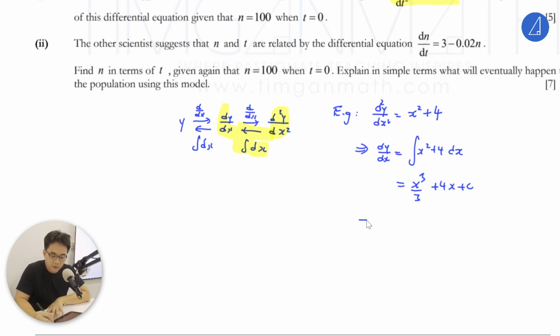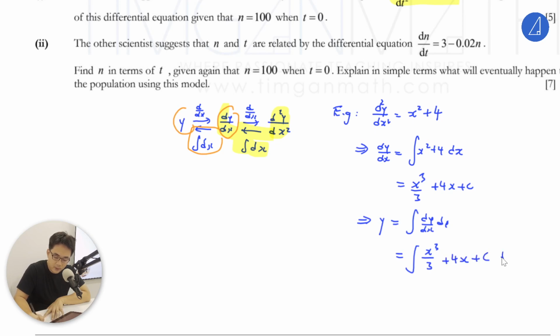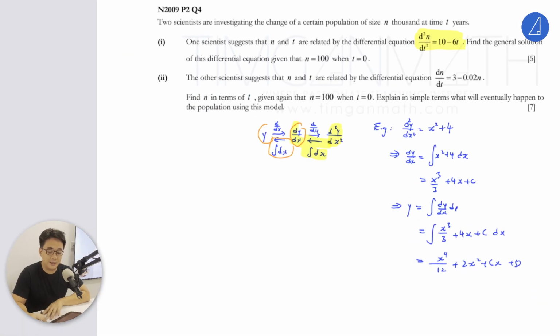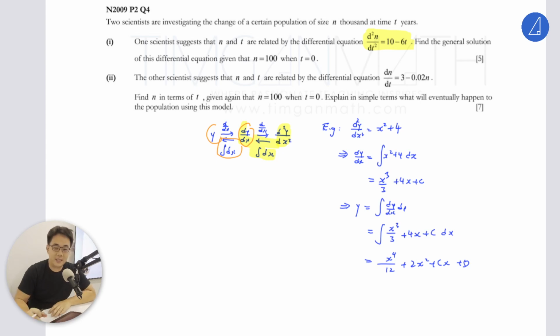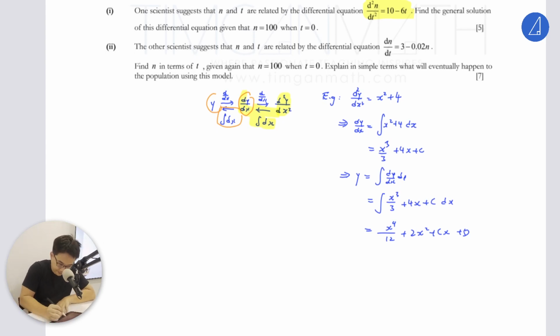Then from here, if I want to find y again, y will just be integrating dy/dx. So you go from here, then integrate again. So this will be integrating x³/3 + 4x + c dx. So this is x⁴/12 + 2x² + cx + d. Okay? So this is what you learn in secondary school.